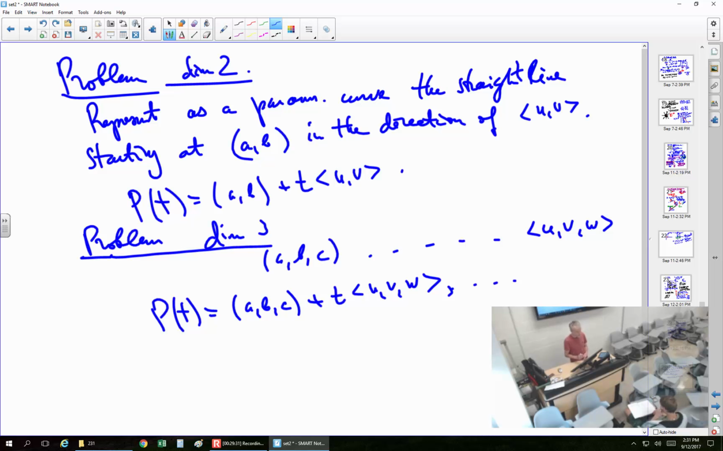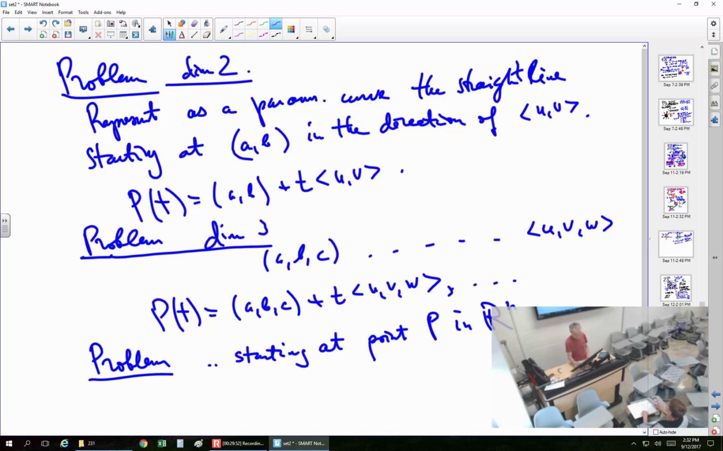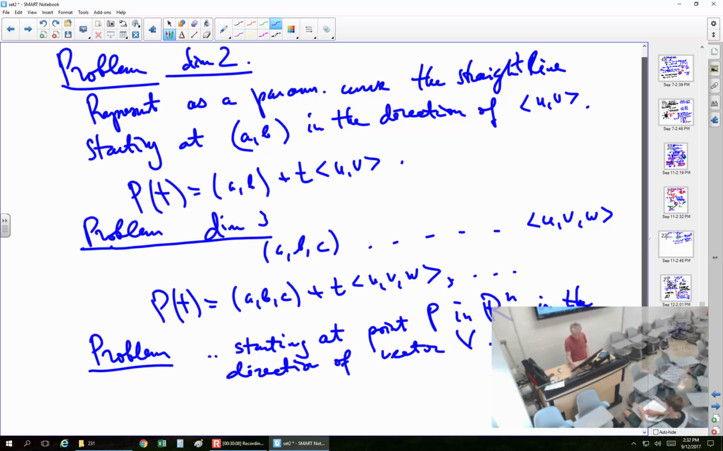So I go with the problem, not the dimension, but generally I will be using just the multidimensional notation. So represent a parametric curve, the straight line starting at point P in Rn in the direction of vector B in Rn. Once again, the answer is right there. It will look exactly like that, and it will be very compact.